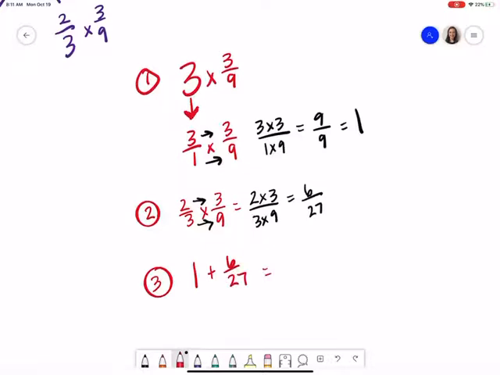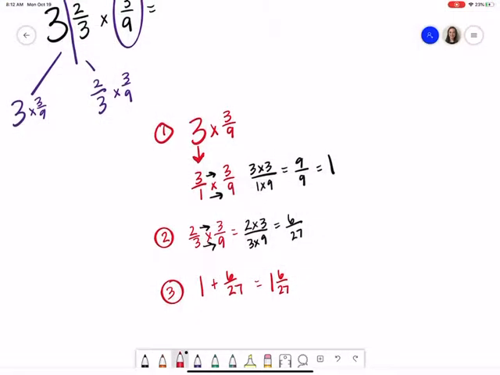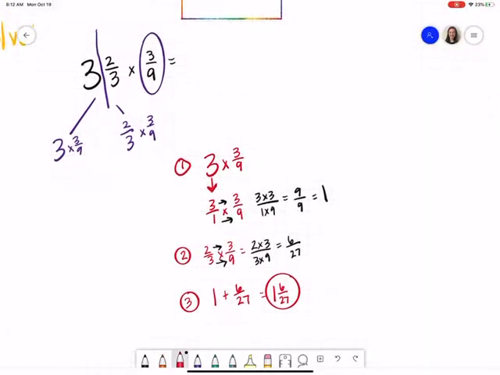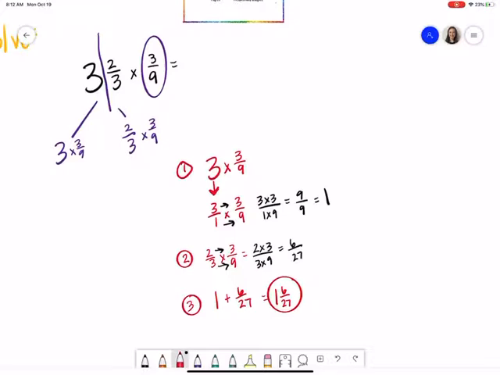So we add our whole numbers to whole numbers and fractions to fractions. Since we don't have any other whole numbers, we have 1. We don't have any other fractions. We have 6/27. So that's our answer. So this was the first strategy that we learned together last week. We are going to go ahead and talk about another strategy today.